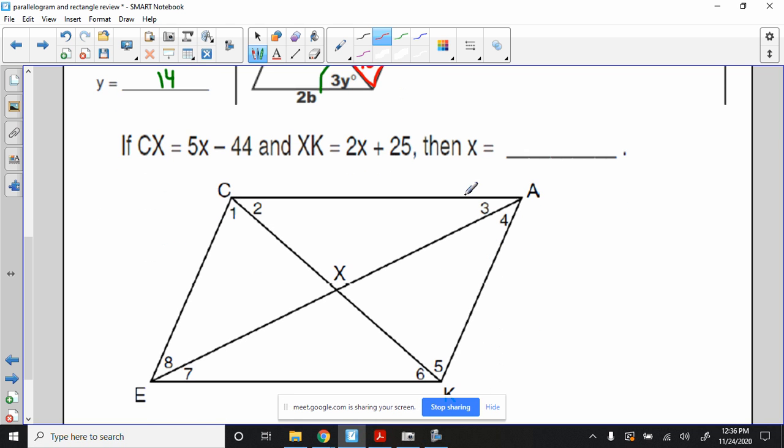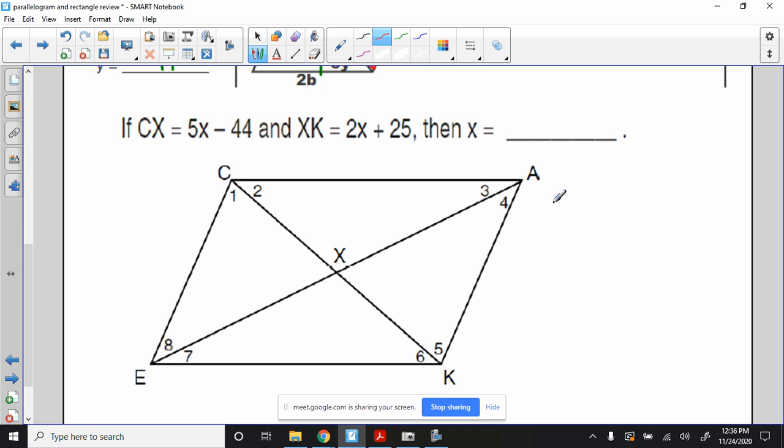All right, the last topic of the parallelogram is I want to talk about what if you had expressions on these pieces of the diagonals. Here's what I mean by that. Take a look at this problem here. It says CX and then it says XK. If CX is here and XK is here, you got to see that that's an equal relationship. Those are equal because in the center, that gets cut in half. So that means you'd set these two pieces equal to each other and solve.